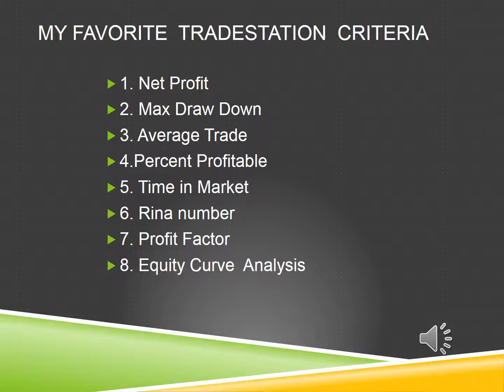Whenever optimizing, I always like to look at my favorite TradeStation criteria. And these are in an order, but they are not necessarily the order. You can change them any way you like. But these are the things I consider to be the most important. Most are mathematical, like net profit, max drawdown, average trade size, the percent profitable, the time in the market.